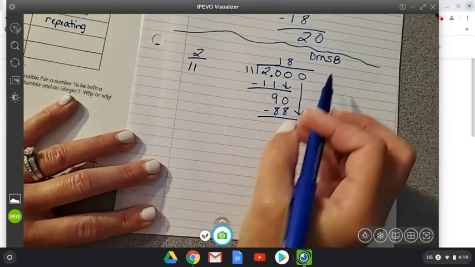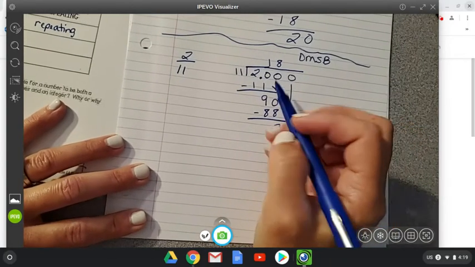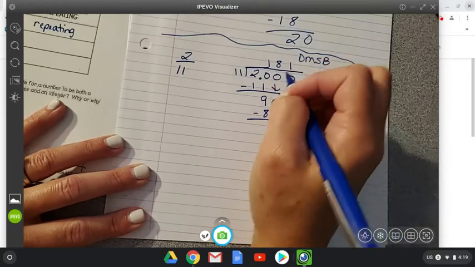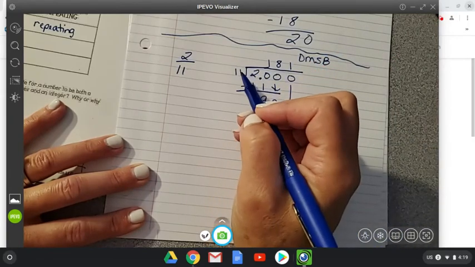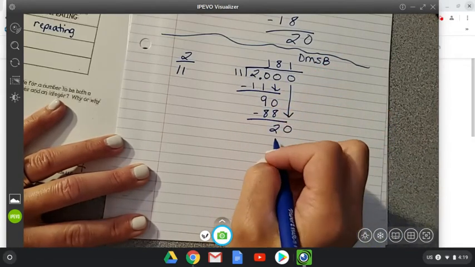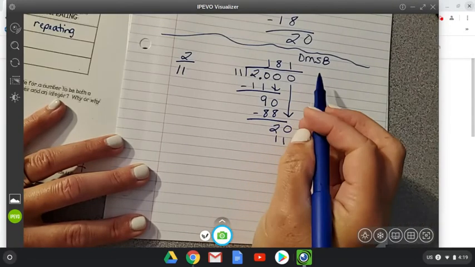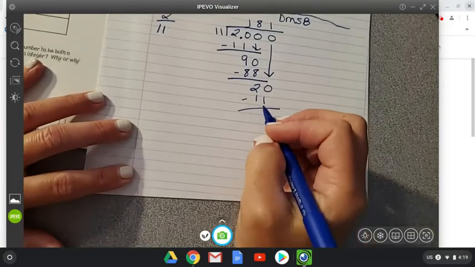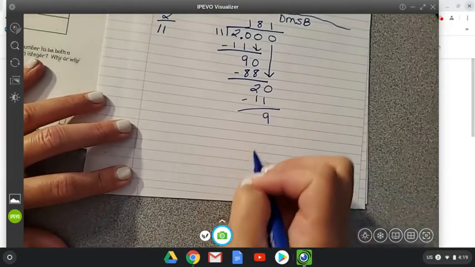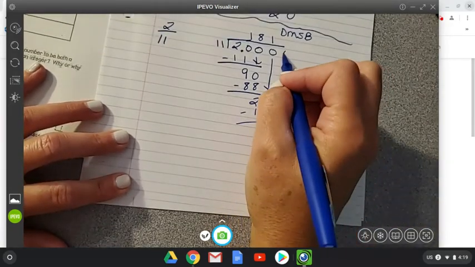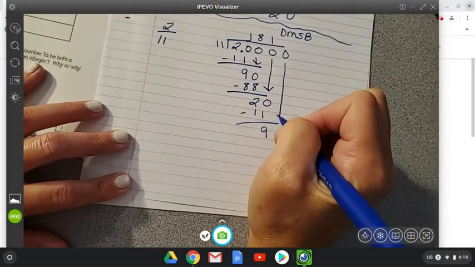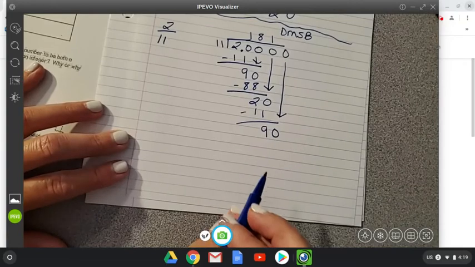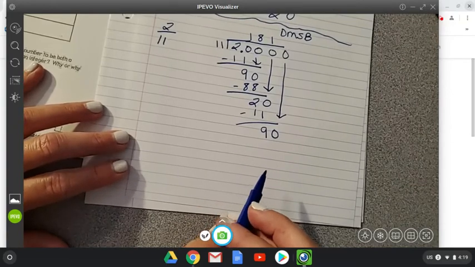And now we're back to divide again. Okay, 11 divided into 20 is 1. Now we multiply. 11 times 1 is 11. And then we subtract. 20 minus 11 is 9. And we are to bring down. So we have to add a 0 to bring down. And we have 90. And we're kind of starting to see a pattern here.